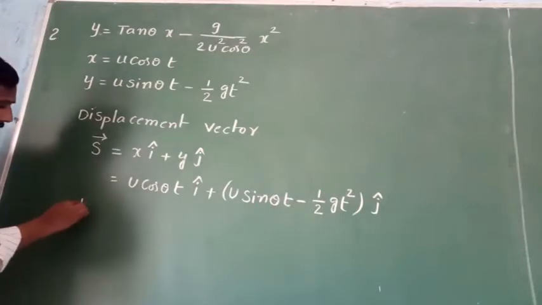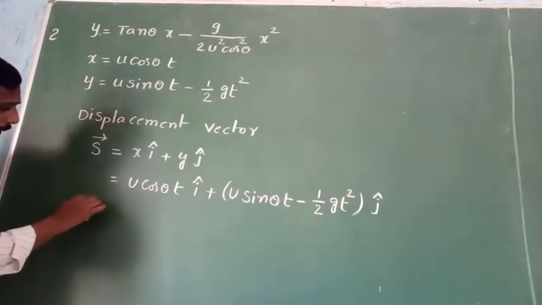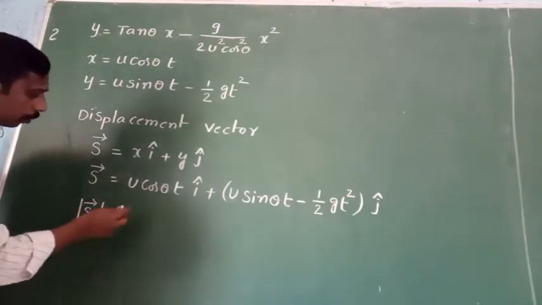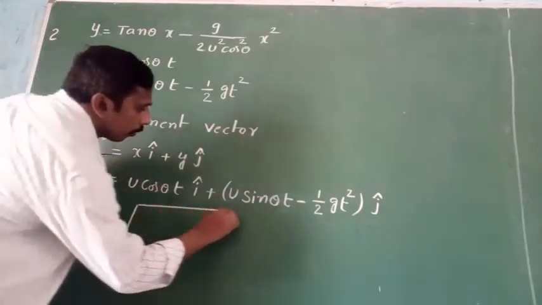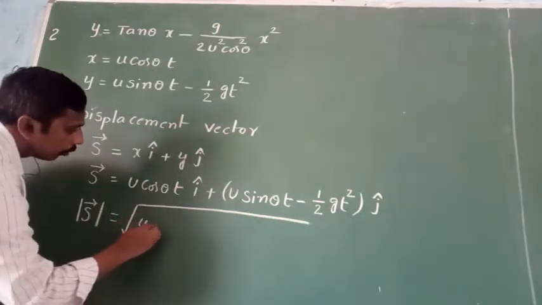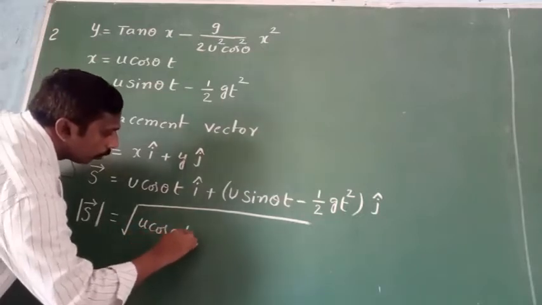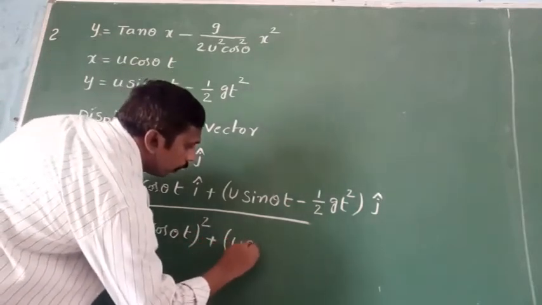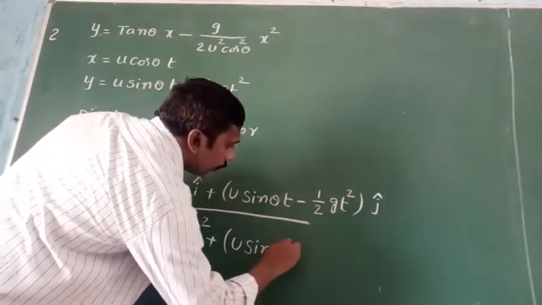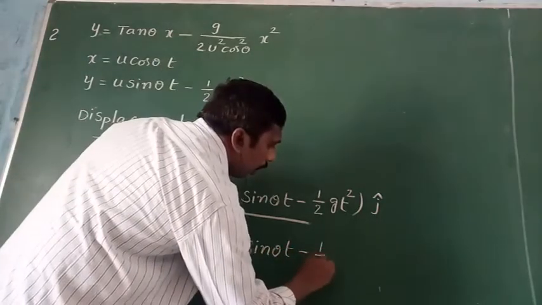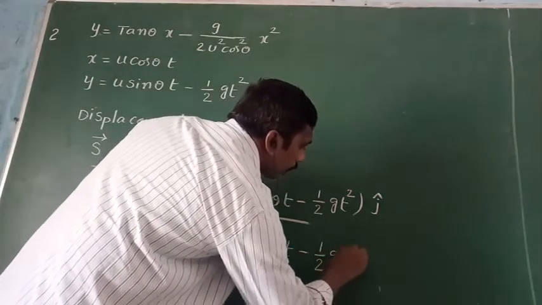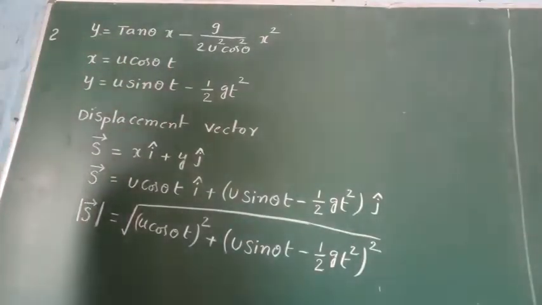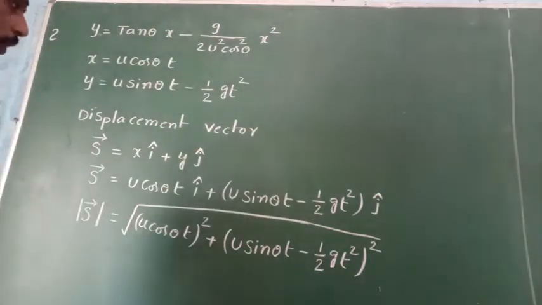Okay, sir, we want to calculate the magnitude of the displacement vector. We write it like this: magnitude of displacement vector s bar is equal to under root of u cos theta into t whole square plus u sin theta into t minus half of gt square whole square. So this is the magnitude of displacement after t seconds in case of projectile.